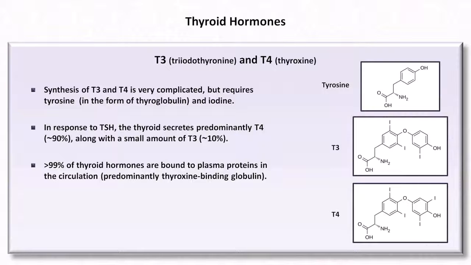Only the tiny, free, unbound form of thyroid hormone is physiologically active. The effect of protein binding is clinically important because changes in the concentration of thyroxine-binding globulin can affect the concentration of unbound hormone.